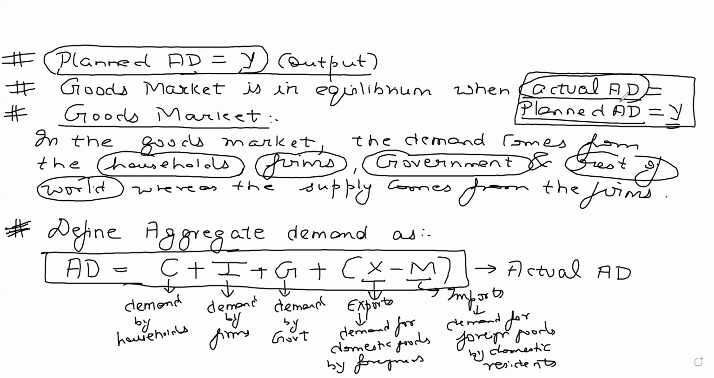Okay, now let's go step by step. If you look at the actual aggregate demand equation, currently it is C plus I plus G plus X minus M. Now, in my lectures on open economy, I'll talk about exports and imports. So currently, I am assuming that the economy is closed. When I say that the economy is closed, there are no exports and imports. And I'm just doing it for simplicity.